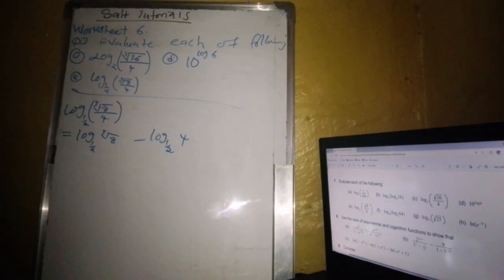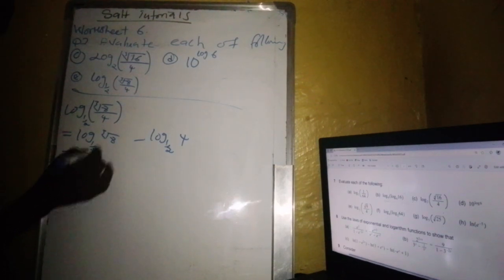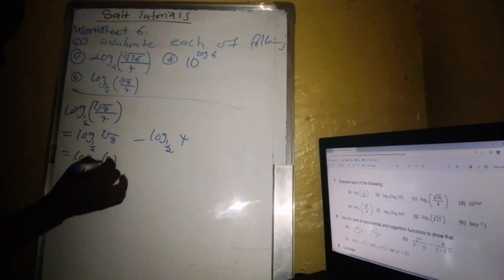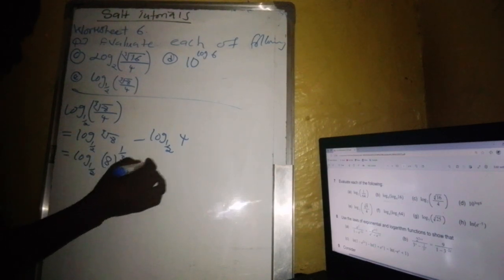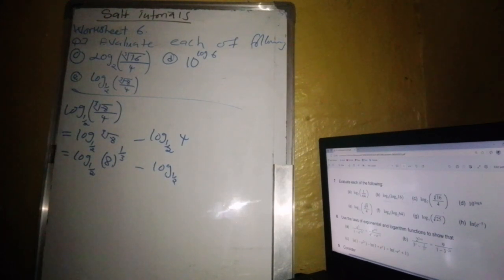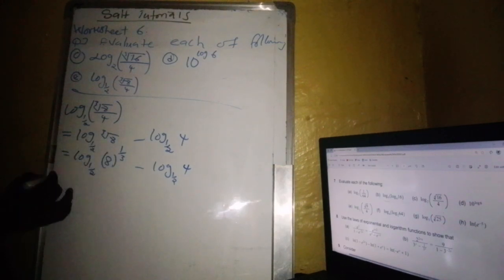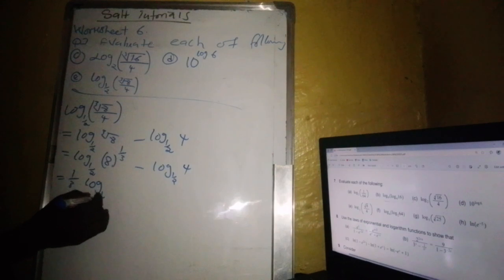We're okay? Then from there, what am I going to have? We are going to convert everything to have a base of 1 over 2. Or we can simply say that this is the same as log 1 over 2, 8 is the same as raised to a power 1 over 3, minus log 1 over 2, and we have a 4 there. So that when this one drops down, becomes 1 over 3 log 1 over 2.